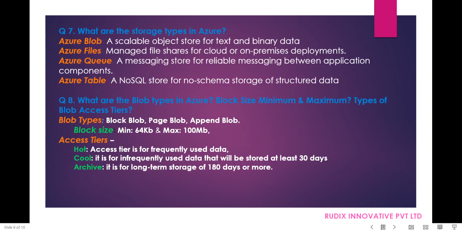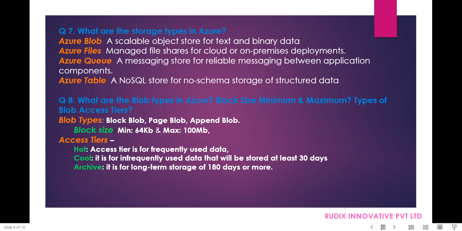What are the storage types in Azure? So this is also one of the frequently asked questions. For this question, the answer is Azure Blob, Azure Files, Azure Queue, Azure Table. Let us know in brief. Azure Blob is a scalable object store for text and binary data. Azure Files manages the file shares for cloud or on-premises deployments. Azure Queue is a messaging store for reliable messaging between application components. Azure Table is a NoSQL store for schemaless storage of structured data.